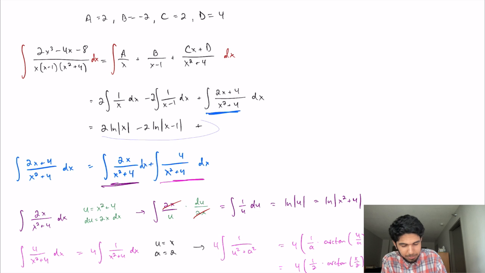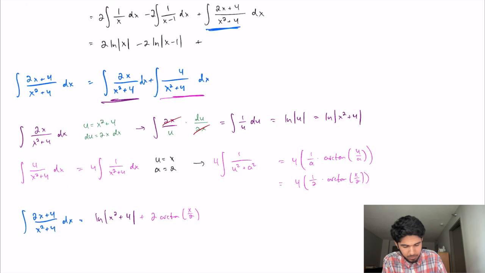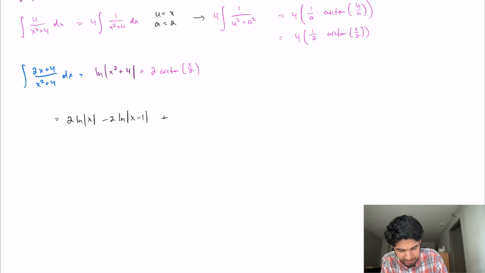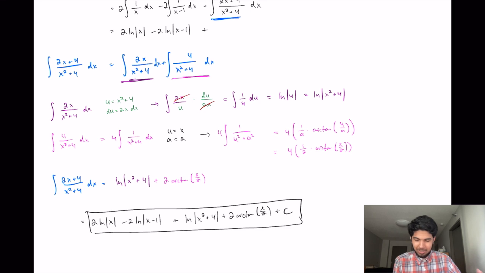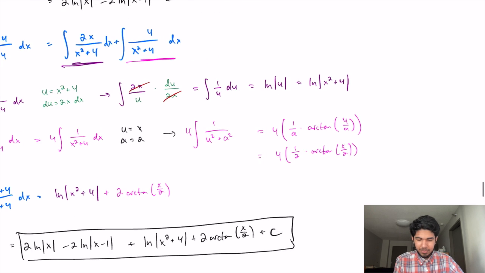So we can continue by completing this sum and saying that our final answer is 2 ln of x minus 2 ln of x minus 1 plus ln of x squared plus 4 plus 2 arctangent of x over 2 plus c, and there we go. That's your answer. So a little bit trickier here, doing a lot more algebra, but the pattern stays the same. And you can see, once again, you still need to know your integration techniques, got to know your arctangent, things like that, use substitution. It's all building on top of each other.